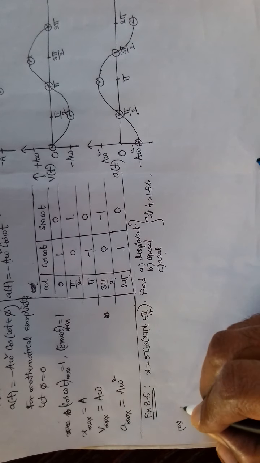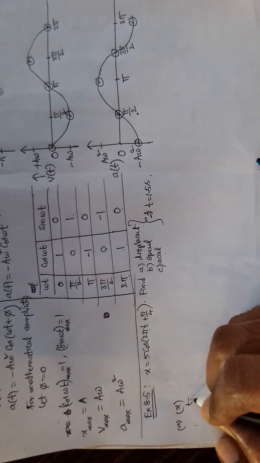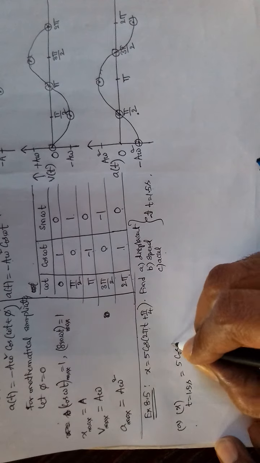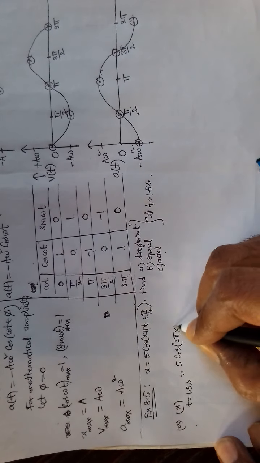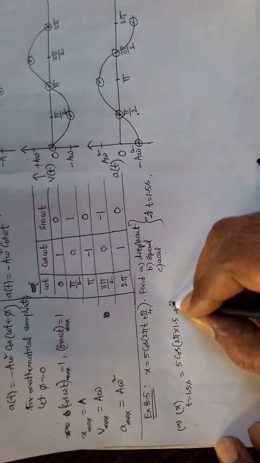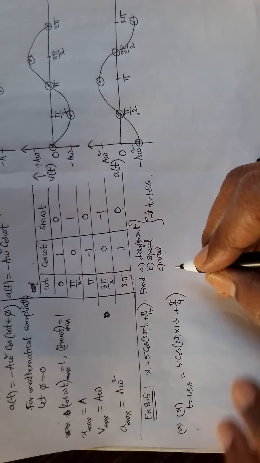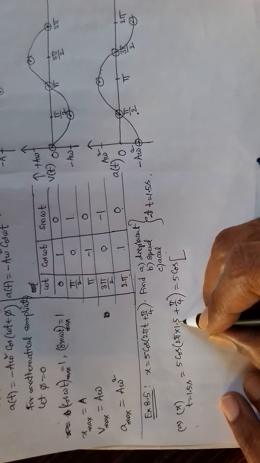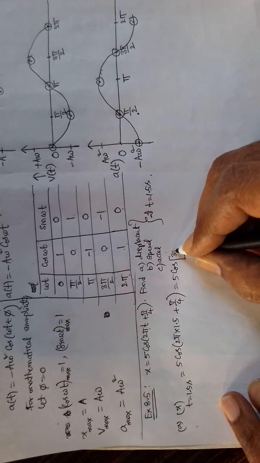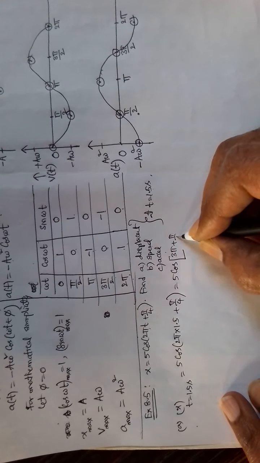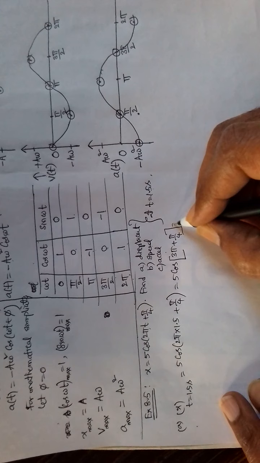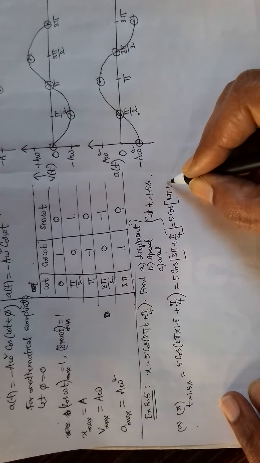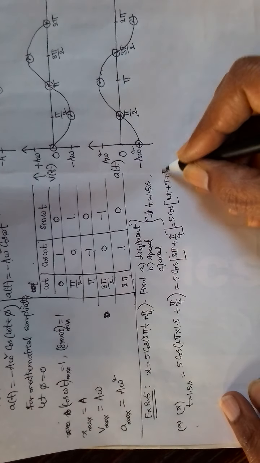So A, displacement at t is equal to 1.5 second is equal to 5 cos (2 pi into 1.5 plus pi by 4), that is equal to 5 cos (3 pi plus pi by 4), or 5 cos (2 pi plus pi plus pi by 4).